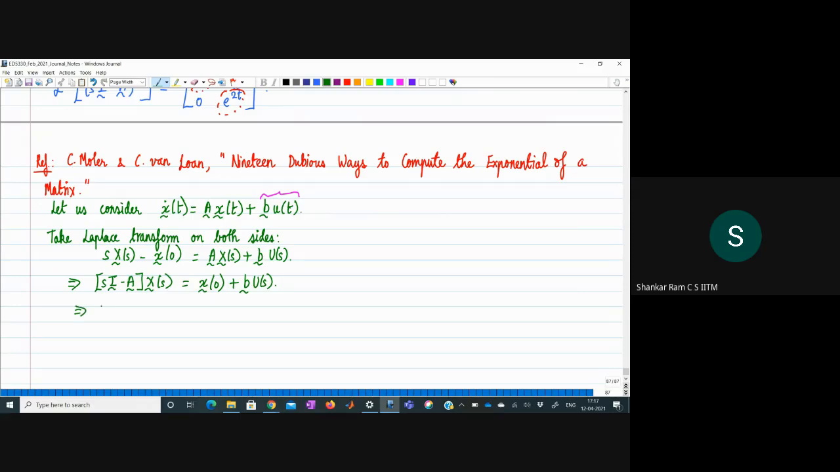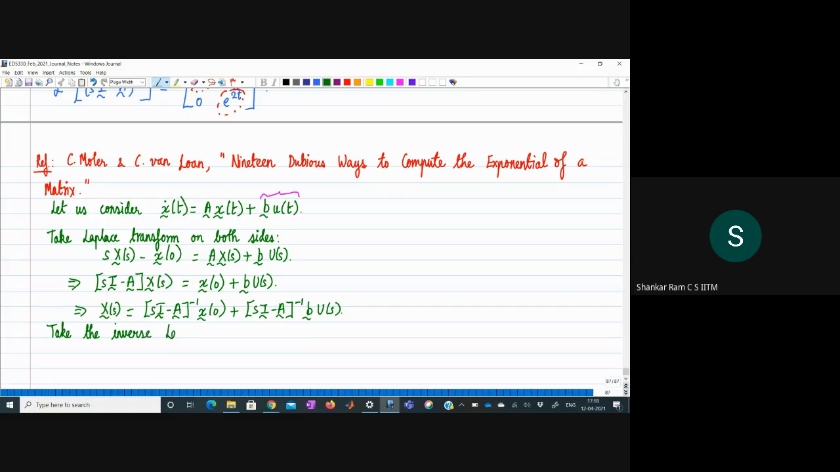Now if we take the inverse of the matrix sI minus A, we are going to get (sI minus A) inverse x0, plus (sI minus A) inverse B times U(s). Okay, so that's what we have. I hope it's clear. Please stop me if there is any question on any step. Now, if you want to calculate x of t, what we do is take the inverse Laplace.